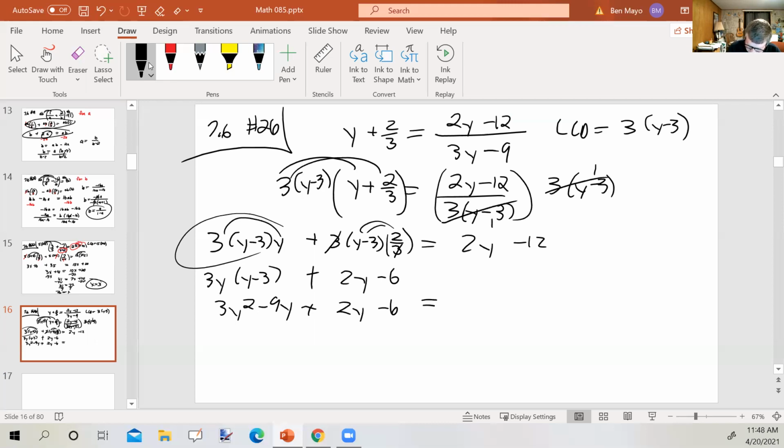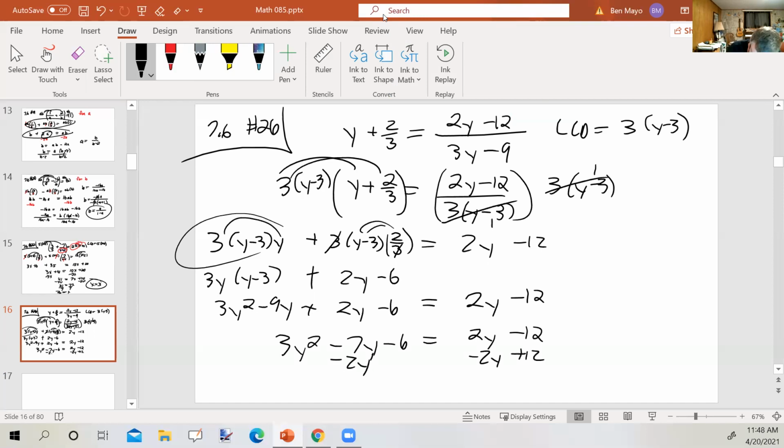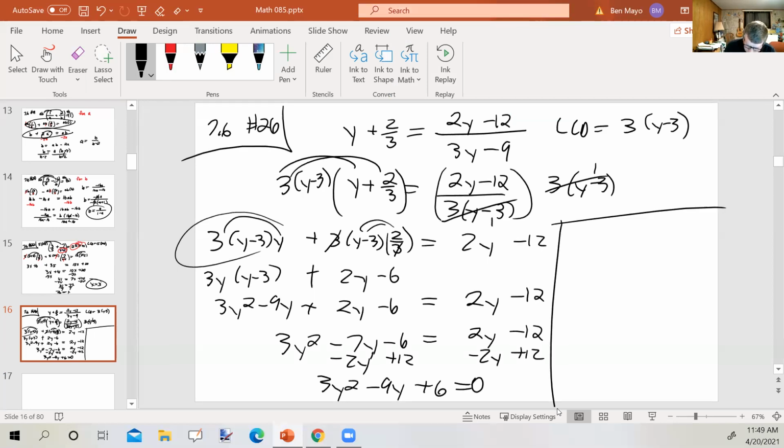Okay with that? Yes. And then on the left side, combining like terms, I get 3y squared minus 7y minus 6 equals 2y minus 12. It's a second degree equation, so I'm going to put everything on the left side and set it equal to 0 on the right side. 3y squared minus 9y plus 6 equals 0. I'm going to factor a 3 out of the left-hand side, giving me 3 times (y squared minus 3y plus 2) equals 0.